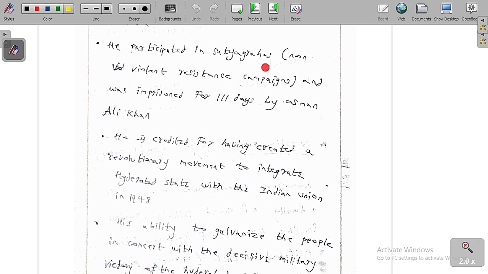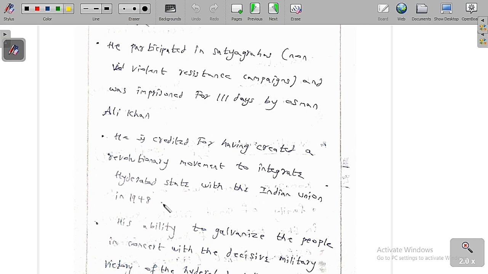So he participated in satyagrahas, which means non-violent resistance campaigns, and was imprisoned for 111 days by Osman Ali Khan. He is credited for having created a revolutionary movement to integrate the Hyderabad state with the Indian Union in 1948. It means he helped Hyderabad to go into the Indian Union.